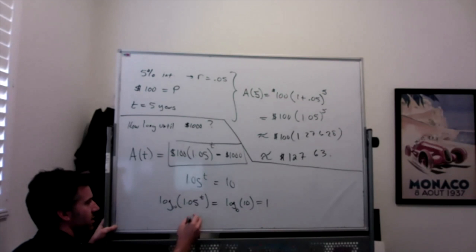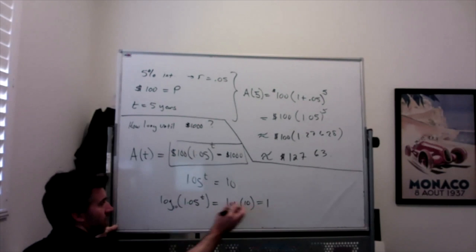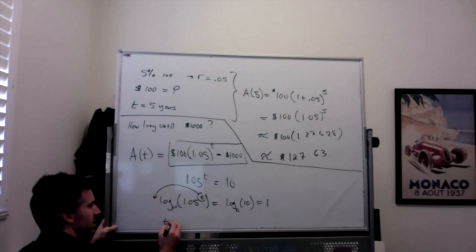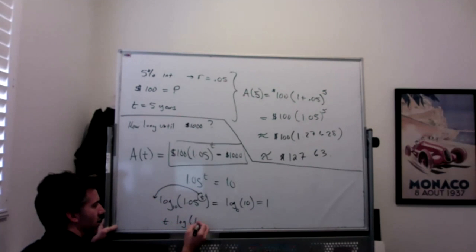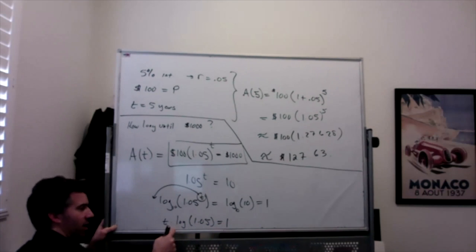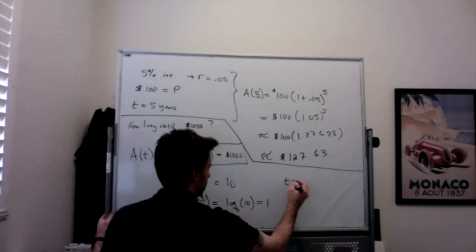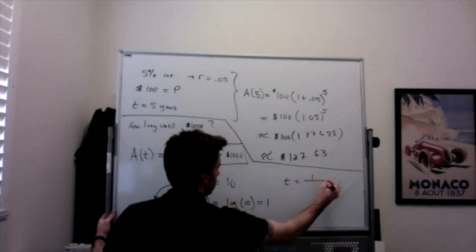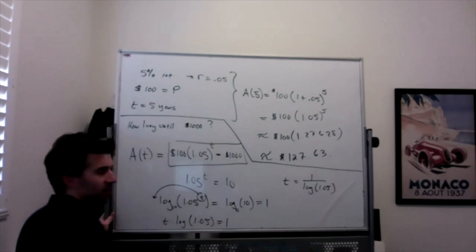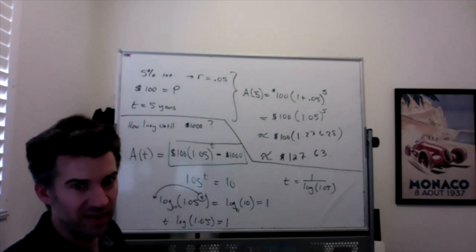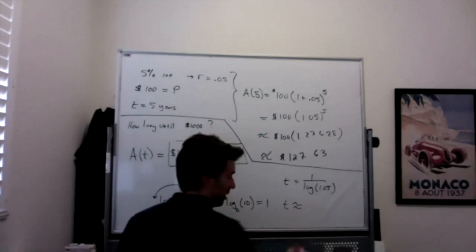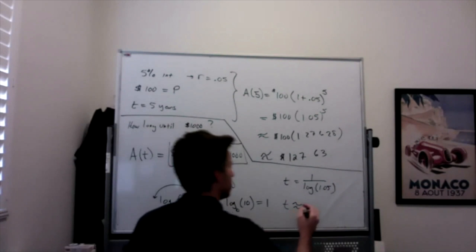So here's what I'm going to do. That's 1. And I'm going to bring this t down in front. So t times log base 10 of 1.05 is equal to 1. I'm going to divide both sides by log of 1.05 to get that t is equal to 1 divided by log base 10 of 1.05. And that's my exact answer. And then I would throw that into a calculator and get that t is approximately 47.2 years.